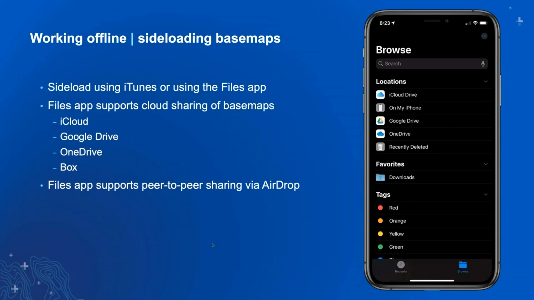So a couple of years ago, iOS was released with a new app called the Files app. And the Files app basically allows you to support sharing of basemaps. So you could put a basemap up on iCloud or on Box or any cloud sharing service, and they can download that through the Files app directly. So no connection necessary. You don't even have to be in the tent. You could be somewhere else in camp, or even on your way to an incident. You could sideload that basemap.